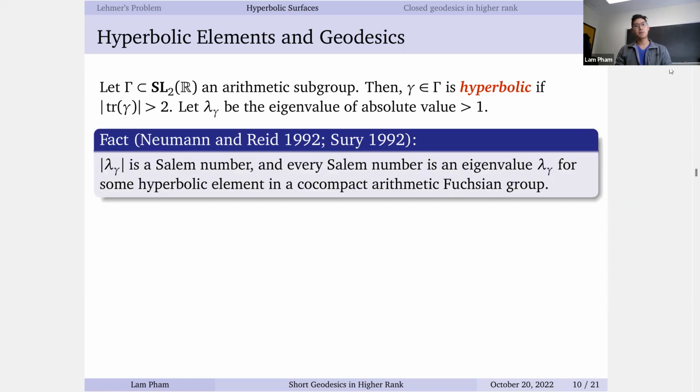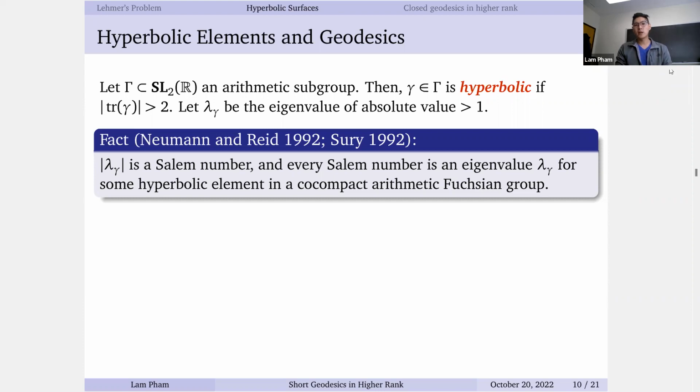And here's the fact that relates the number theory to the geometry, due to Neumann and Reid in 92. I should mention also Ted Chinburg here, even though he was not a co-author of the paper, he's credited inside, and Sury, same year, which is precisely that the absolute value of this eigenvalue, which is strictly greater than 1, is a Salem number whenever gamma is a co-compact arithmetic lattice in SL2R. But in fact, you can reverse this, and every Salem number arises as such an eigenvalue for some hyperbolic element in some co-compact arithmetic Fuchsian group.